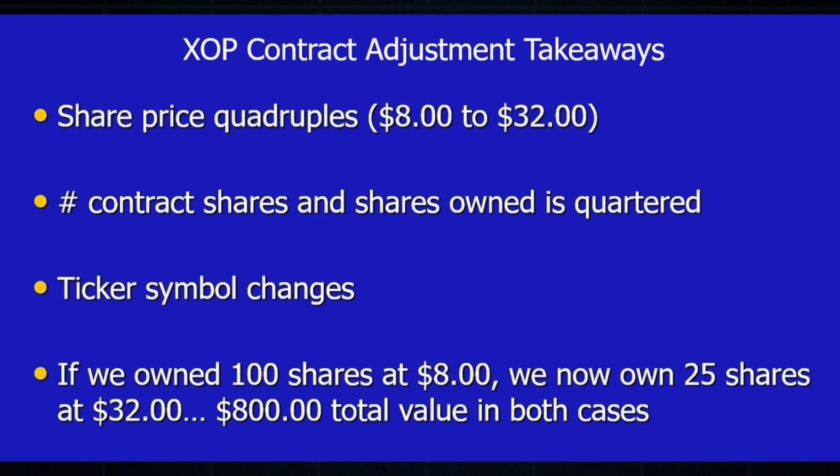Now, if we owned 100 shares at $8, and if there's a 1-for-4 reverse split, in essence, we would own 25 shares at $32. Both of them come to $800. Once again, it's just a cosmetic change, nothing more.